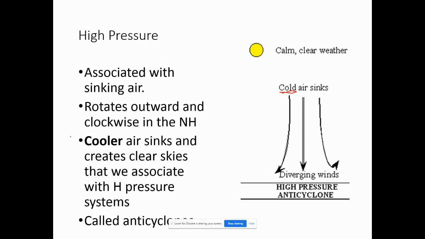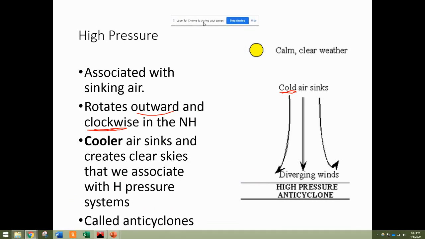So it sinks, it rotates outwards and clockwise, okay, in the northern hemisphere. And the cooler air sinks, creating the clear skies we associate with high pressure systems. So when we have a nice sunny day that's clear, we generally associate that with a high pressure system. And another name for high pressure systems is anticyclones.